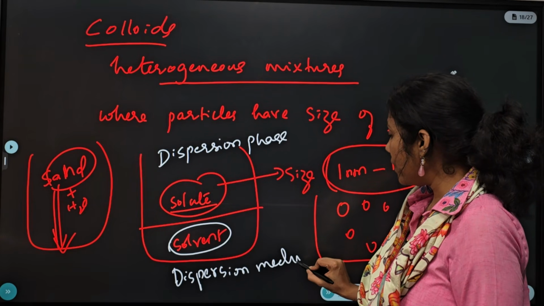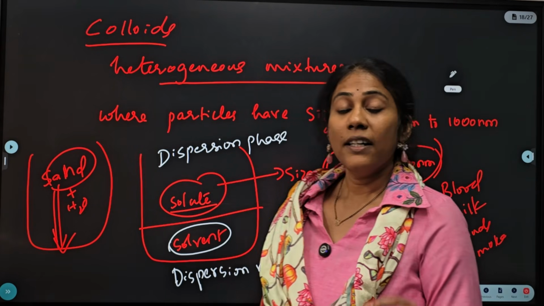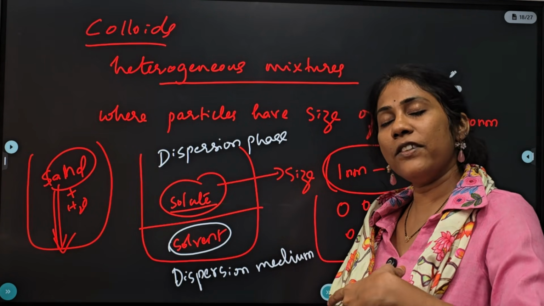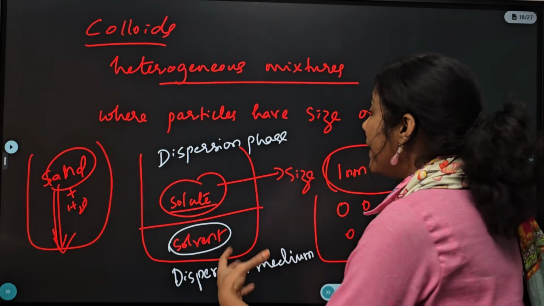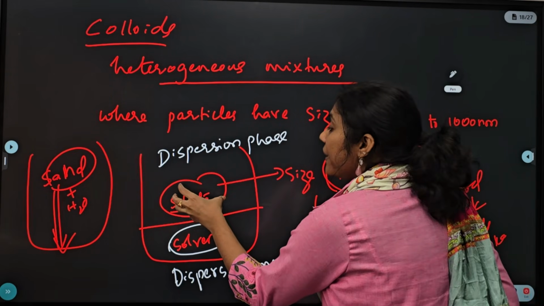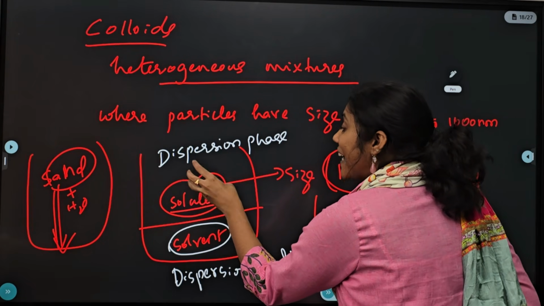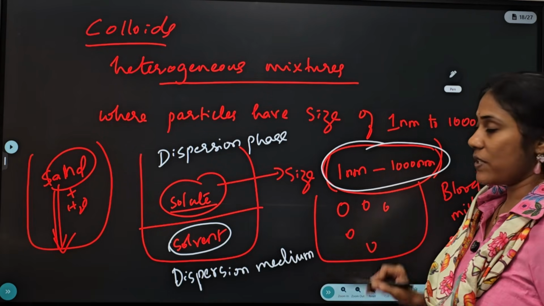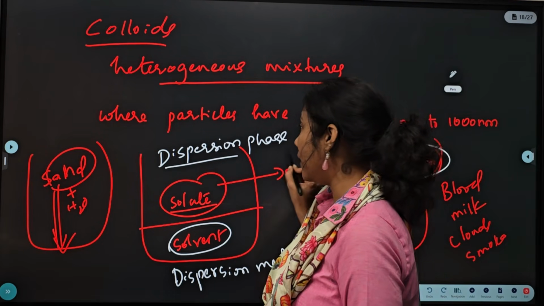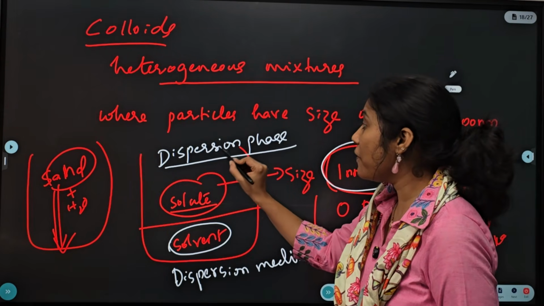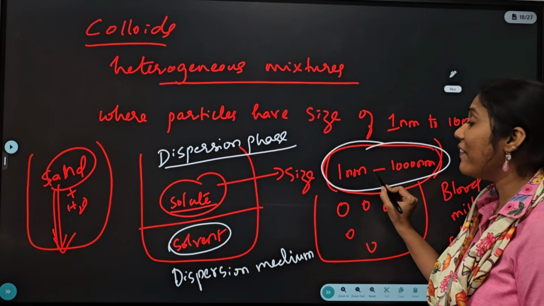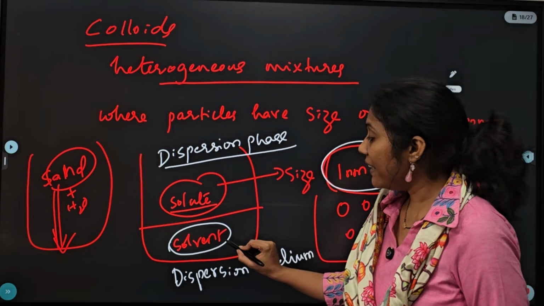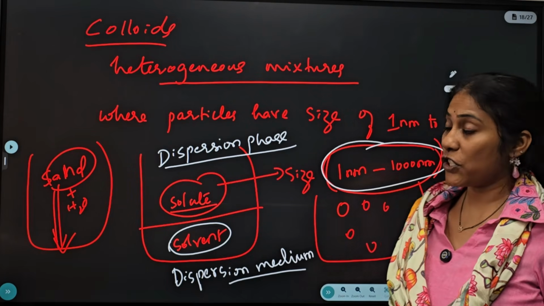In the case of a solution, the component present in a small quantity is called the solute, and the component present in a large quantity is called the solvent. But in the case of colloids, the component present in small amount usually falls under a size range of 1 nanometer to 1000 nanometer. That component is called the dispersion phase. So dispersion phase particles have a colloidal range size. Why am I repeating this? It is very important. The solvent particles are called the dispersion medium.